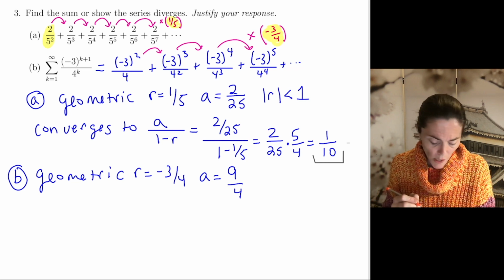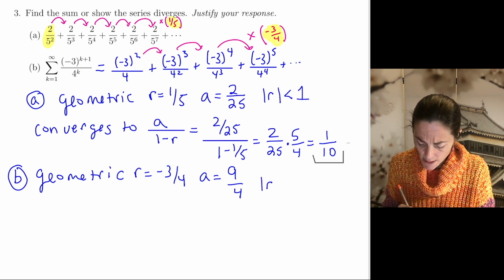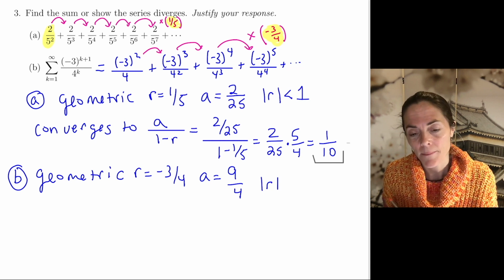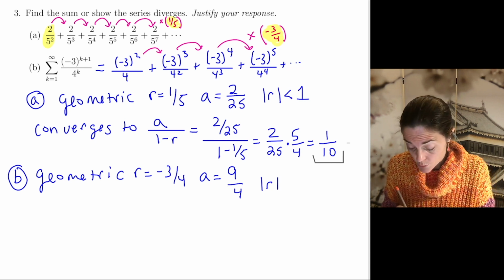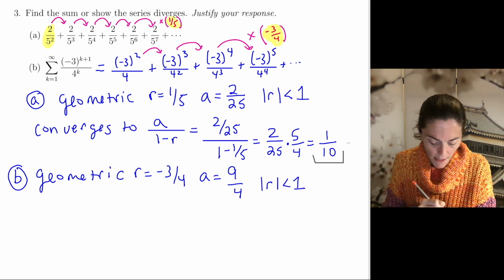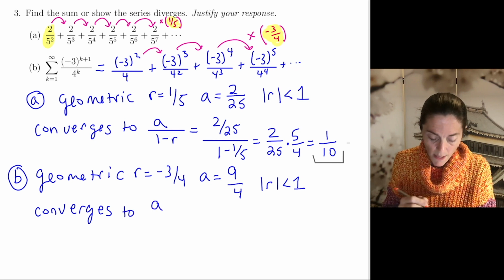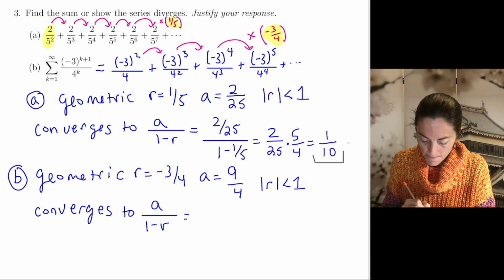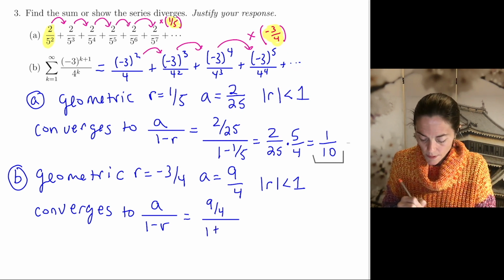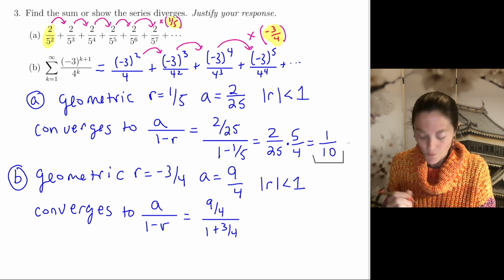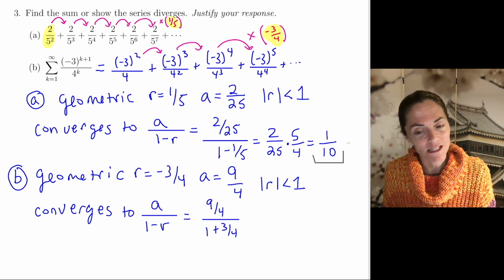Okay, great. Going back to this geometric series, we have a, we have r. The absolute value of r is 3 over 4, which is less than 1. And so this also converges and we are asked to find the sum. This converges to a over 1 minus r. Here, this is 9 over 4 divided by 1 plus 3/4. 1 minus negative 3/4 is 1 plus 3/4.